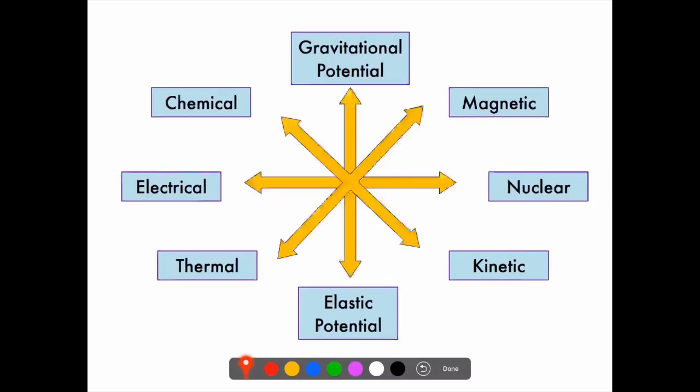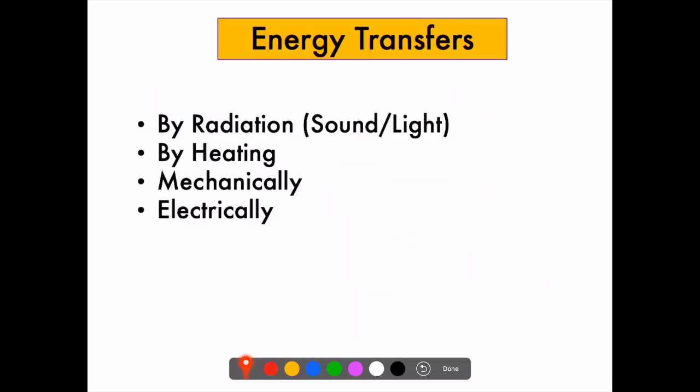Then we have energy transfer. So for example, we know that energy cannot be created or destroyed. It only goes from one form to another form. And you have to be able to explain how it transfers from one form to another form. So these are the 4 different types of energy transfers: by radiation, by heating, mechanically, and electrically. So we'll look at some examples and see how that applies.